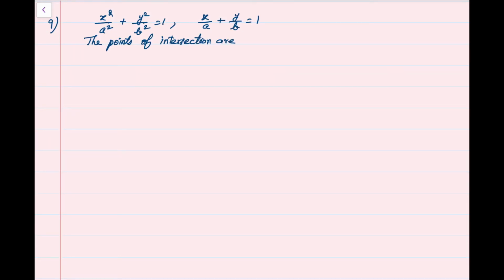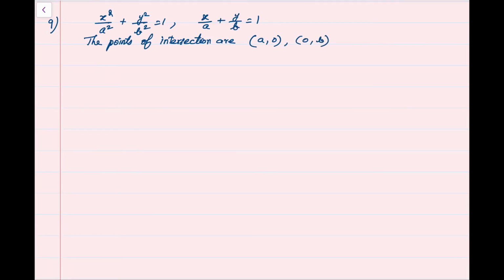Question number 9. Find the area of the smaller region bounded by the ellipse x square over a square plus y square over b square equal to 1 and the line x over a plus y over b equal to 1. It is a similar question. Both are in the standard form. We can directly write the points of intersection. On the x-axis it is a comma 0 and on the y-axis it is 0 comma b.